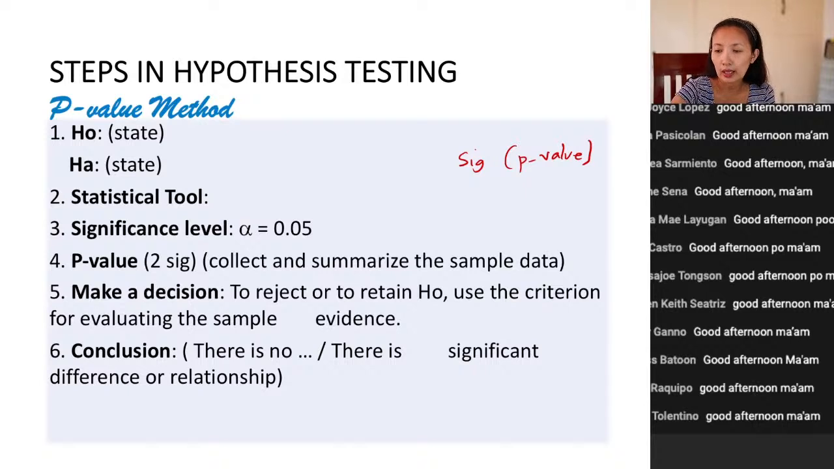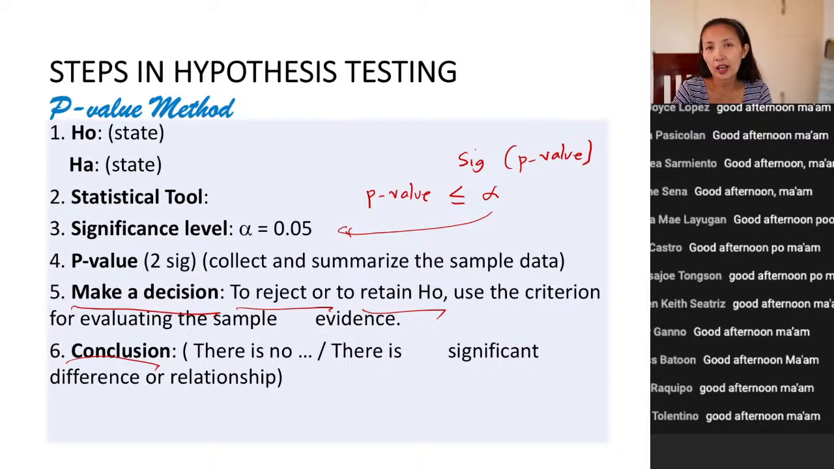That's the decision rule. Decision rule, if P is less than, or p-value, to distinguish it from proportion, p-value rather, less than or equal to your alpha. Alpha is this, your significance level. At 95%, then at 5%, at 1% level of significance. Next, make a decision either to reject or to retain H0. And then number six, come up with a conclusion. Is there enough evidence? Is there sufficient evidence for you to reject your null hypothesis?